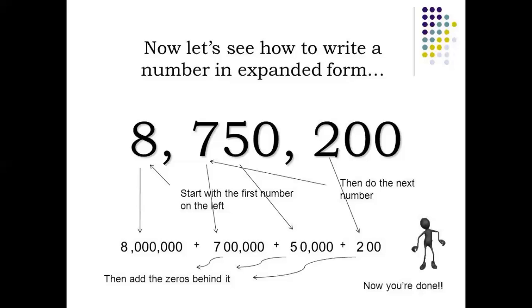Now after 0, it is 2. After 2, 2 digits are there. So we will put 2 zeros after 2.